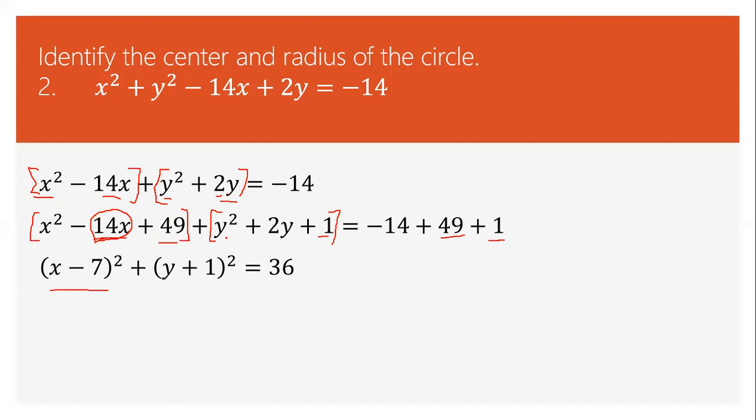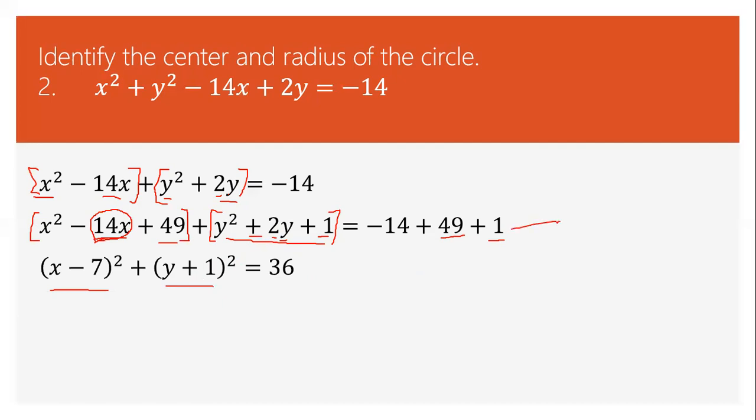And for the y group, y squared plus 2y plus 1. This is the sum of a perfect square. Just divide the coefficient of y, which is 2, by 2. So 2 divided by 2 is 1. So 1 ang iyang factor. Copy the sign, which is positive. So y plus 1 quantity squared.